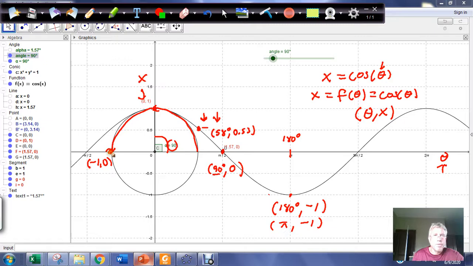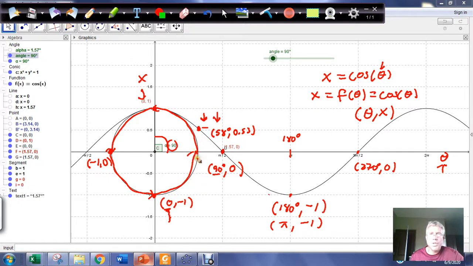And then we're going to sweep out to the 270 degree mark, and at 270 degrees on the unit circle, we have the ordered pair x is 0, y is -1. So at the 270 degree mark, we should get an output of 0 because the x-coordinate on the unit circle is 0. And then we sweep all the way through to 360 degrees, we're back where we started.